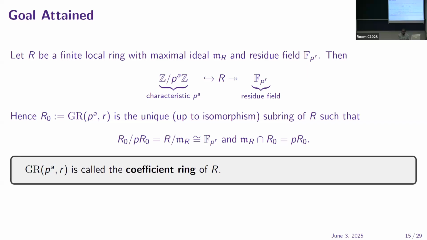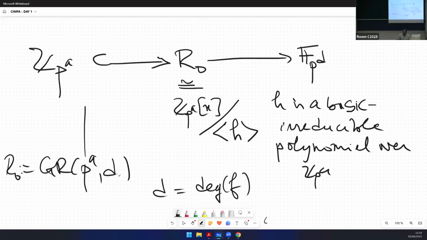The main objective of this lecture is attained: the coefficient ring of a finite local ring is R_0, which is unique up to isomorphism. Next, one is the ideal of the coefficient ring. What is the ideal of the coefficient ring?